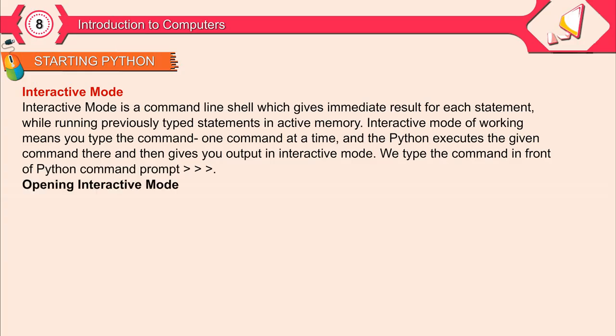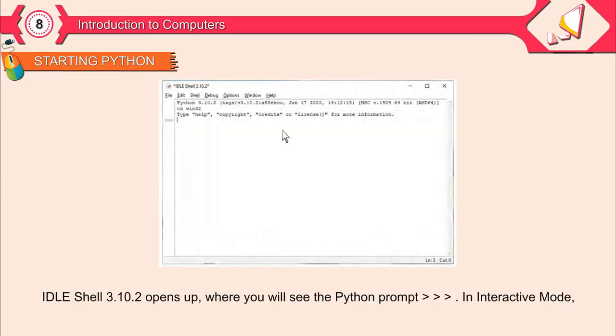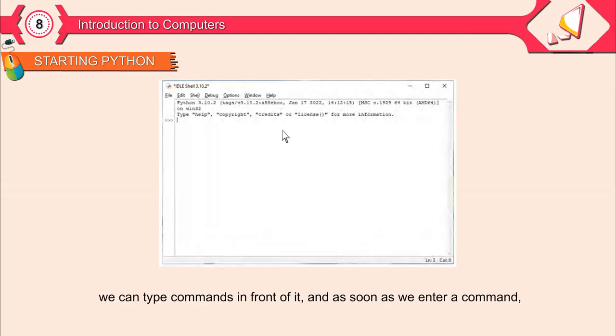Opening interactive mode. To open Python interactive mode, follow the given steps. Step 1. Click Start button. Step 2. Click Python 3.10 folder. Step 3. Click IDLE Python 3.10 64-bit. IDLE Shell 3.10.2 opens up, where you will see the Python prompt. In interactive mode, we can type commands in front of it, and as soon as we enter a command, Python will execute it and display the result.